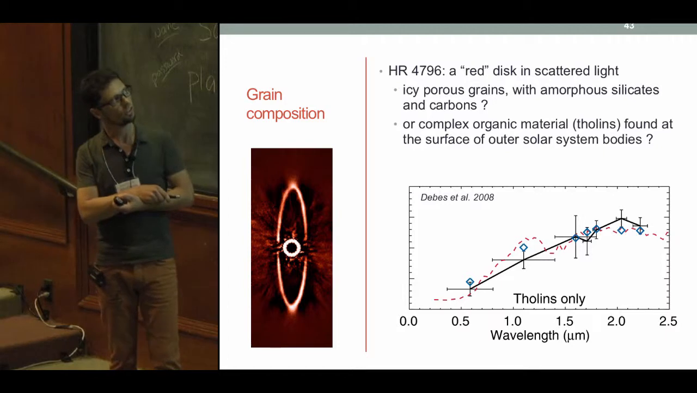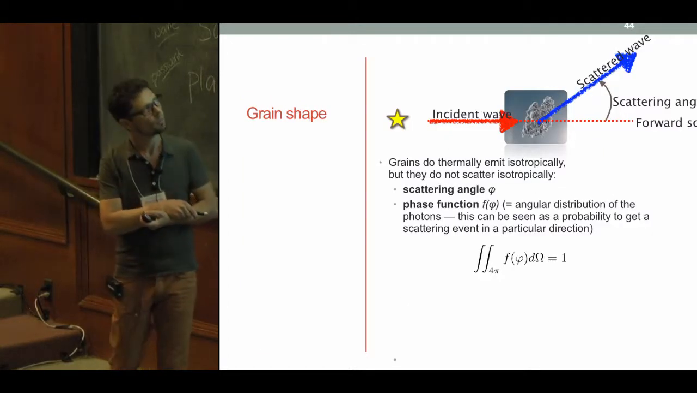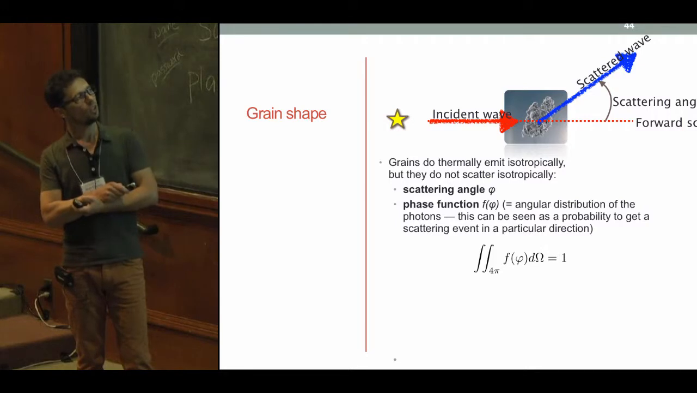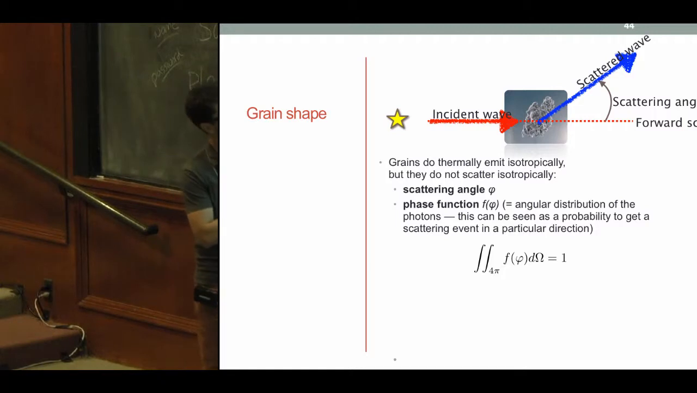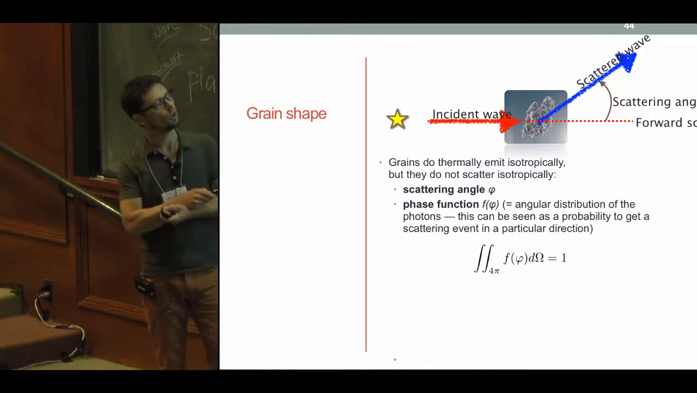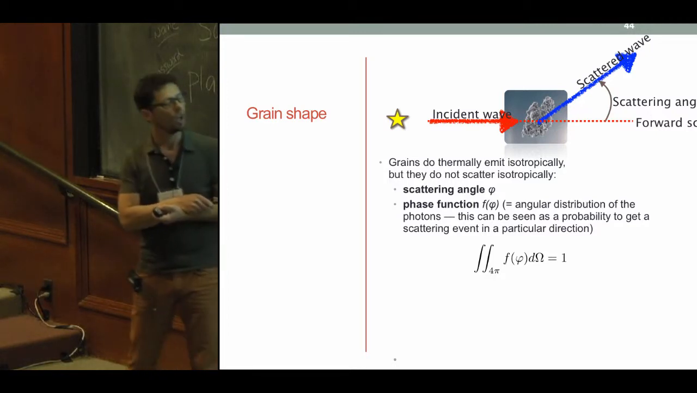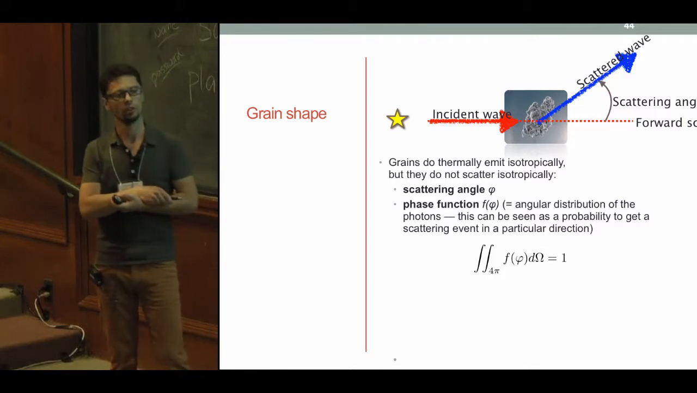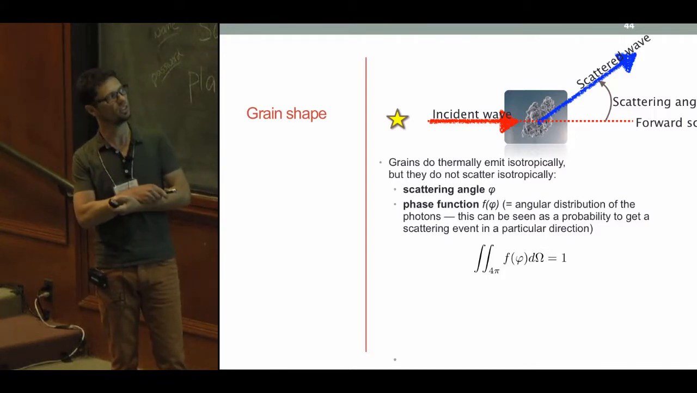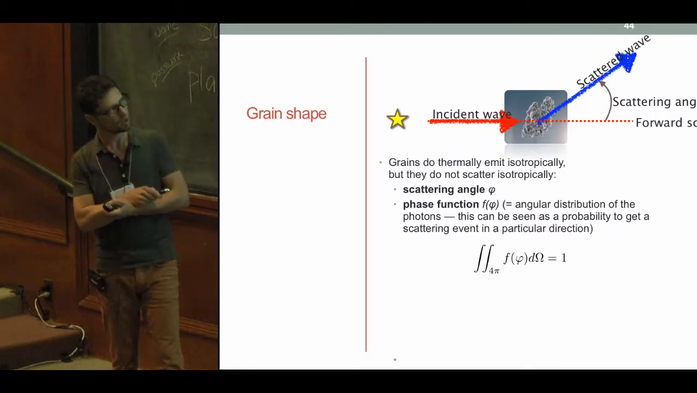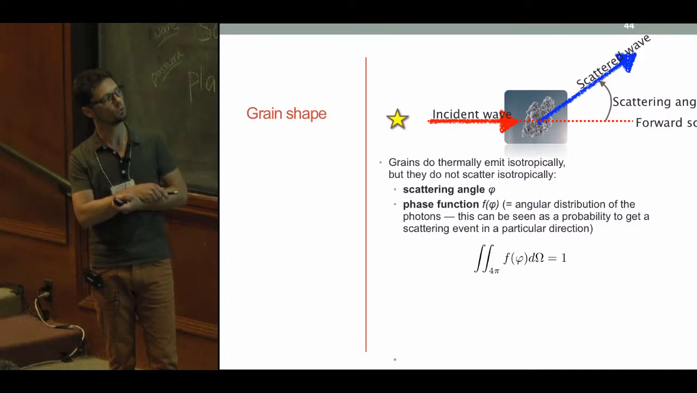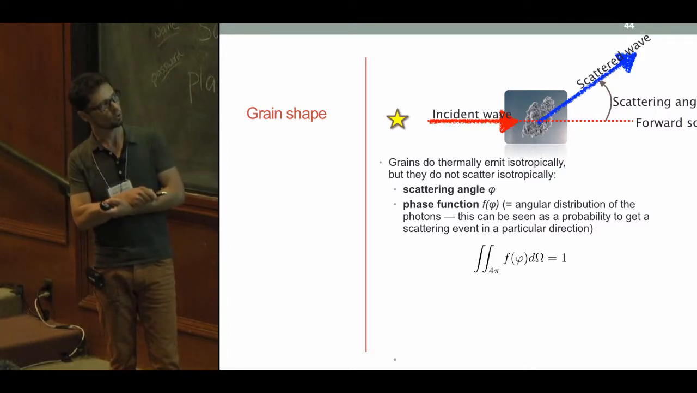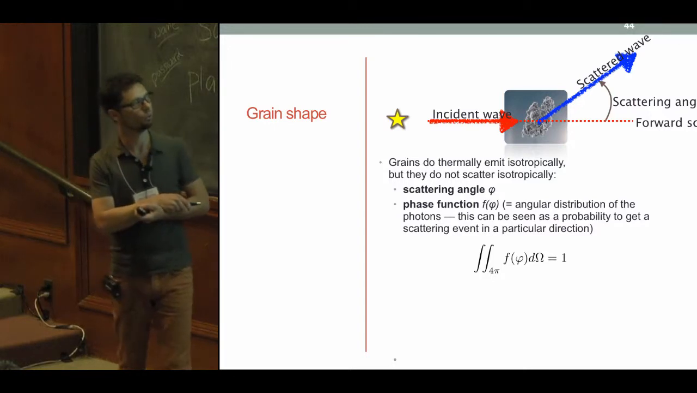Another aspect which I didn't mention until now is that the light is not scattered isotropically. It is scattered with some phase angle, scattering angle, which is called phi here. And the efficiency to scatter the light in one particular direction is described by a phase function, which is called f of phi, which you can actually see as a probability to scatter a photon in a particular direction when you integrate over the 4 pi solid angle.